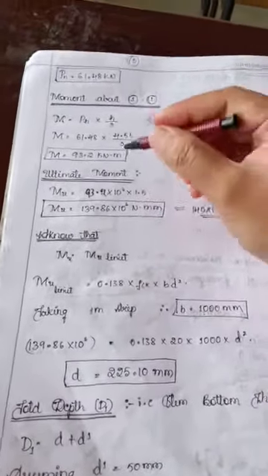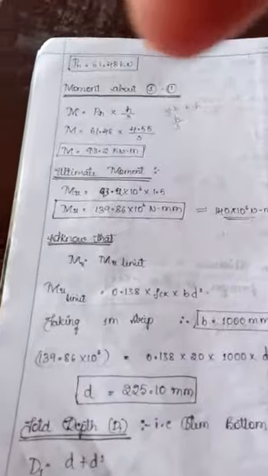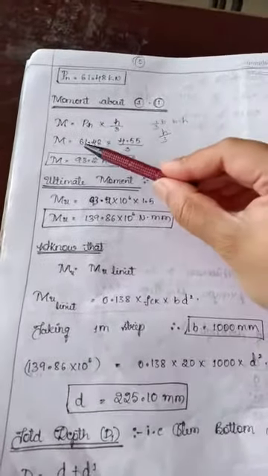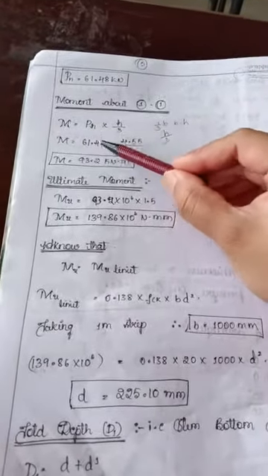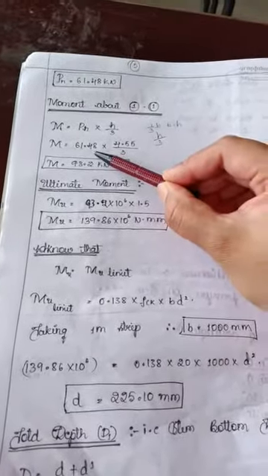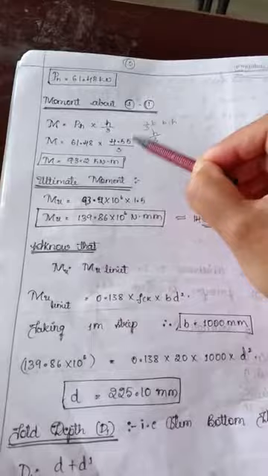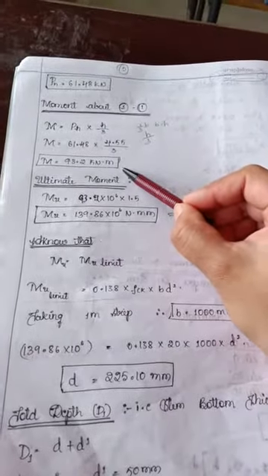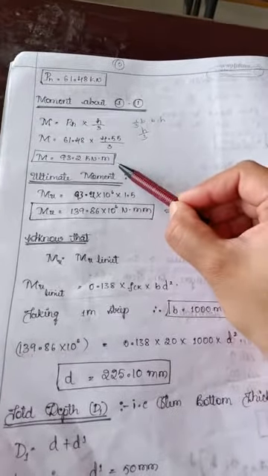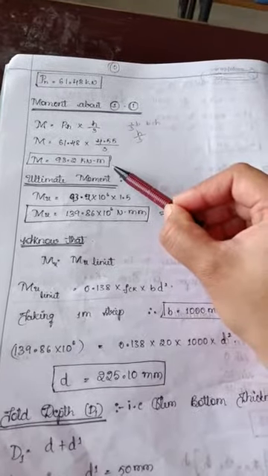Then just substitute the corresponding values. pH value is 61.48, then H value is 4.55 divided by 3. Then the M value, how much do we get? M is equal to 93.2 kilonewton meter.